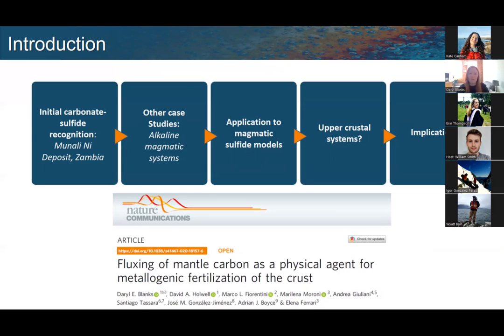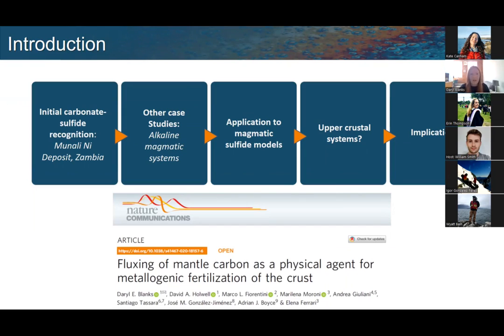The outline of this talk is, initially, where I started looking at carbonate and sulfide. This was from my PhD focus on the Manali nickel deposit, where we have the initial carbonate-sulfide recognition. Then the main bulk of the talk will look at other case studies where we're seeing carbonate and sulfide. A little spoiler alert: these are more alkaline affinity, silica-undersaturated magmatic systems emplaced into the lower to mid-crust, then applying these to the magmatic sulfide models that we use today, and then looking up into the upper crustal systems and the implications for this.